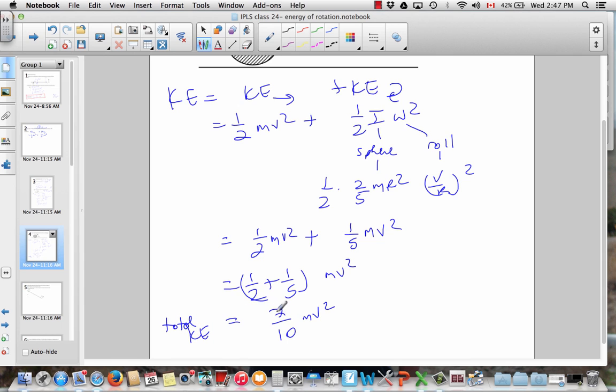And you may recall in the lab, we ended up using an expression like this when we looked at the conservation of energy lab. We had to include both the rotational and translational energy of a ball bearing rolling through a tube.